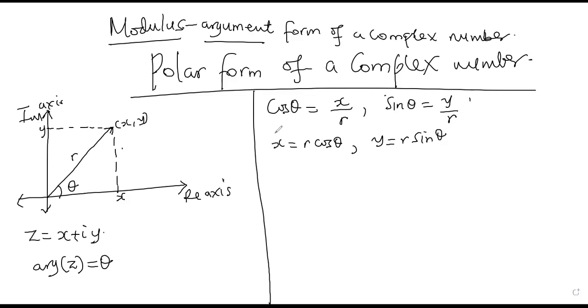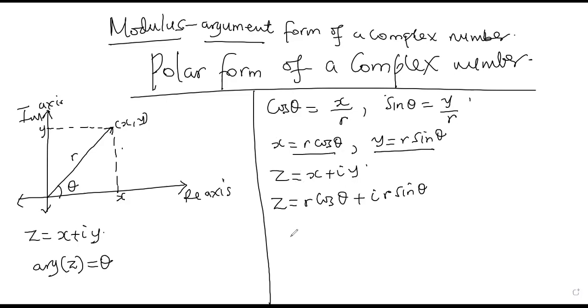But remember, z is equal to x plus iy. Implying that z will be equal to, if I substitute for x and y, r cos theta plus i r sine theta. I've substituted for x and y into this equation. Then by looking at this, r is common, so factorize it out. So it is r into cos theta plus i sine theta.